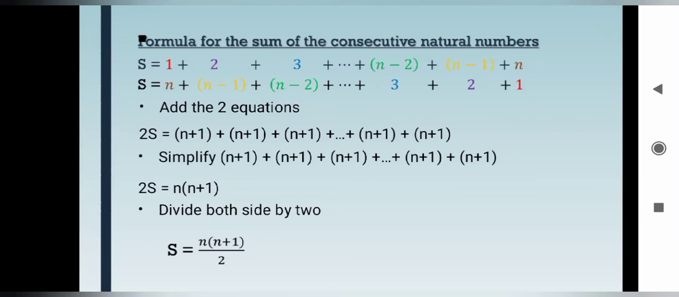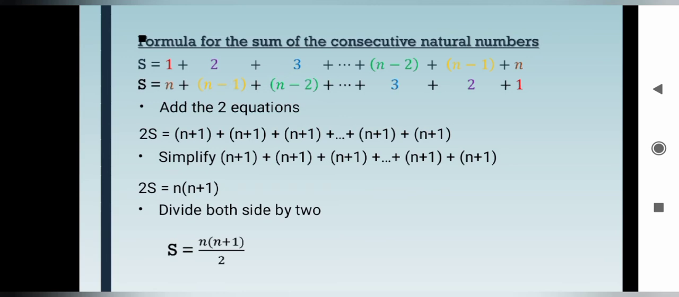Nakita na natin kung ano yung pwede natin gamiting formula kapag kino-compute natin yung sum ng consecutive natural numbers. Pero, should we also include 0 sa solution? 0 as 10th packet, 0 amount of dollar. So, kasama ba siya sa solution?